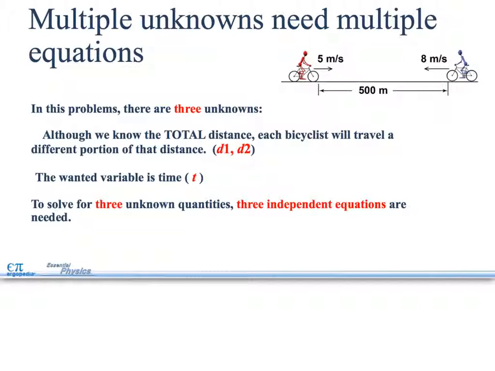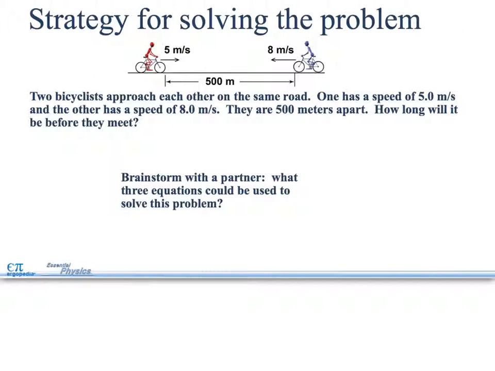To solve for 3 unknown quantities, 3 independent equations are needed. So brainstorm on your own what 3 equations could be used to solve this problem. Going back to the beginning, all those equations we had were all the same equation, just rearranged differently.